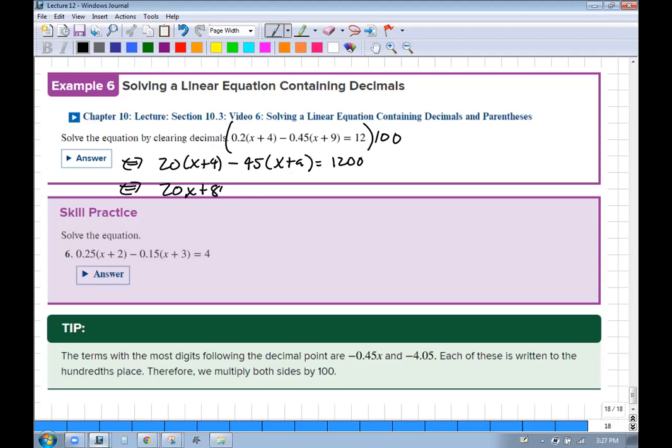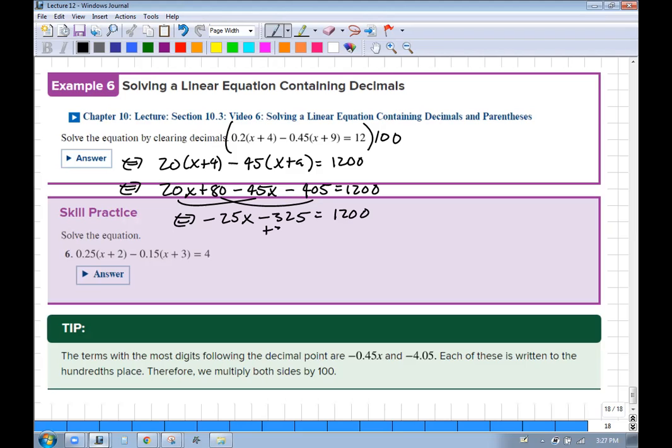20x plus 80 minus 45x. What's 9 times 45? Let's see, 9 times 45, 405. There we go. All right, let's combine our x's here. That's negative 20, wait, negative 15, isn't it? Wait, no, negative 25x, yeah. Then combine these, 405, 80, this gives me a negative 325.